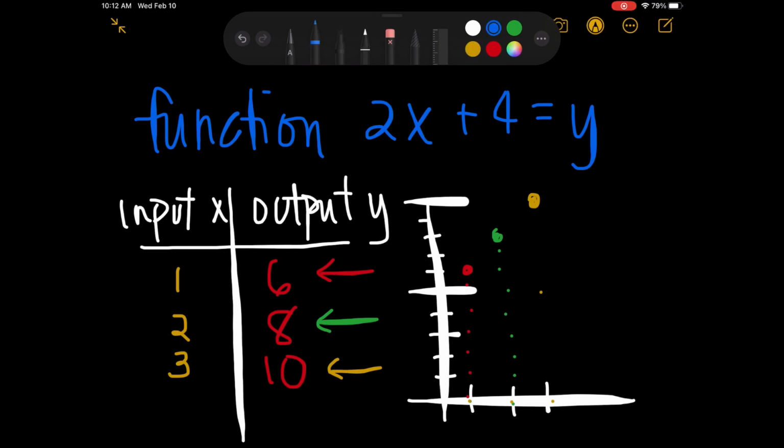Now I'm going to find 3, 10. So I go to 3 on my x-axis and I go all the way up to 10 on my y-axis. And I can see my 3 dots line up perfectly, and therefore I know that my function is correct. Great job.